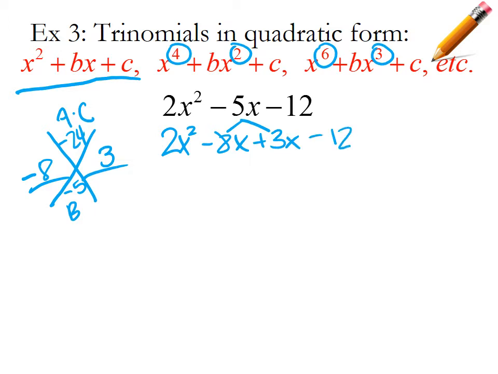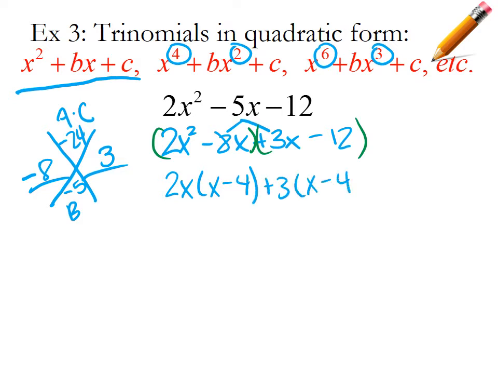We have 4 terms, so we are going to group. Take out a common factor of 2x. Take out a common factor of positive 3. I've got the same thing twice, so I know I'm on the right track. Factor out the x minus 4, and all you have left is a 2x plus 3.